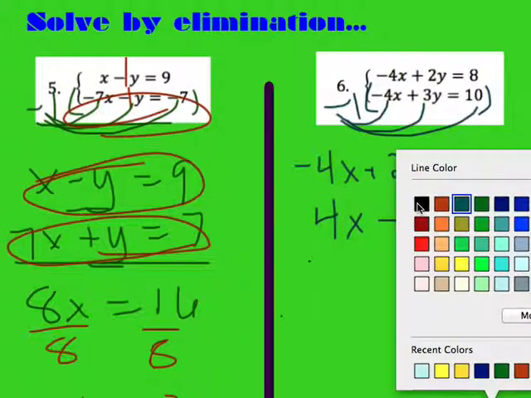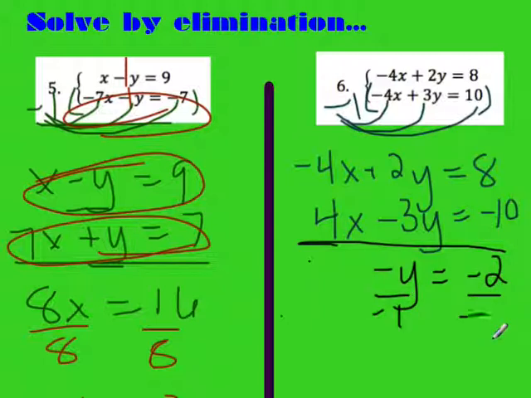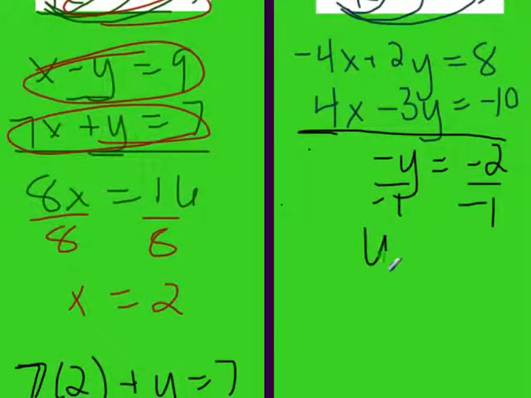So now I'm ready to go ahead and add down the columns. So when I add down the columns, the 4x's are going to cancel out. 2y minus 3y is a -y. 8 minus 10 is a -2. So now I want to know what regular old y is. So I'm going to divide both sides by a -1. So then I get that y is equal to a +2.